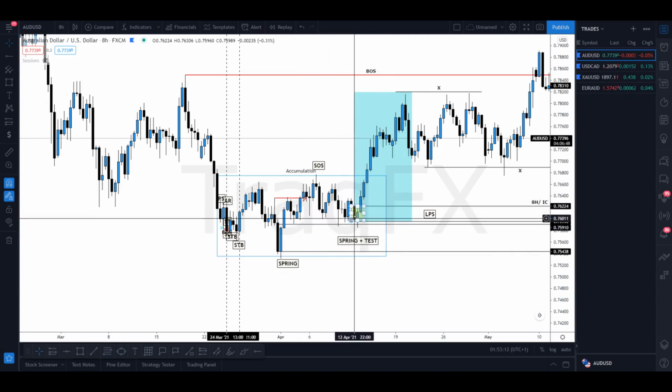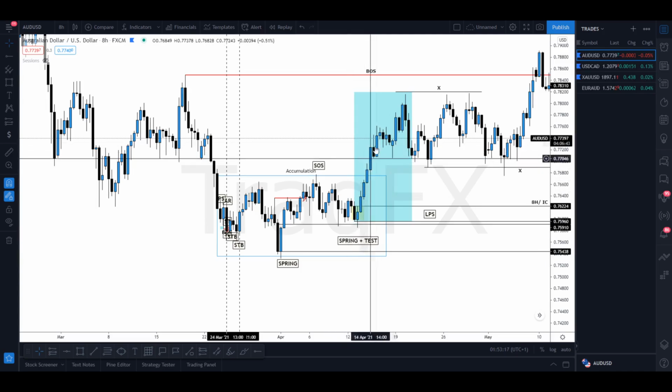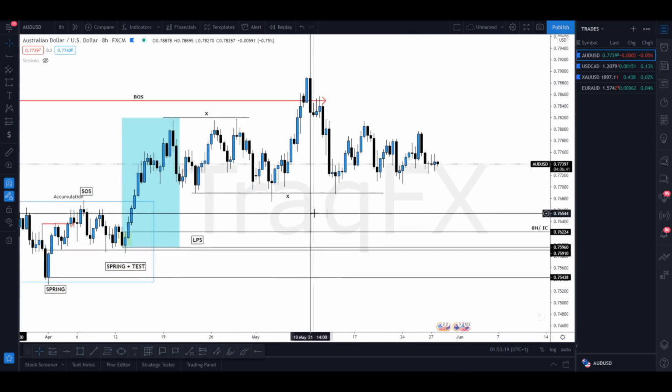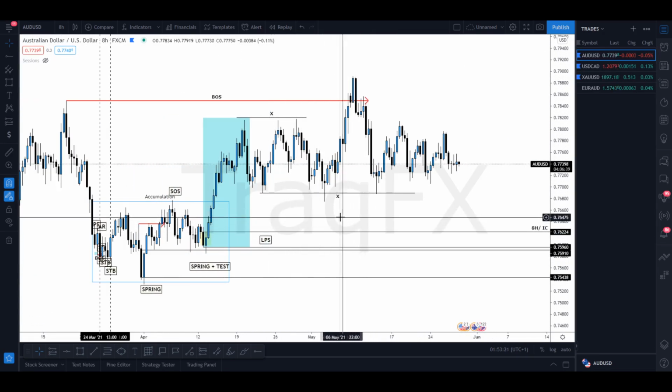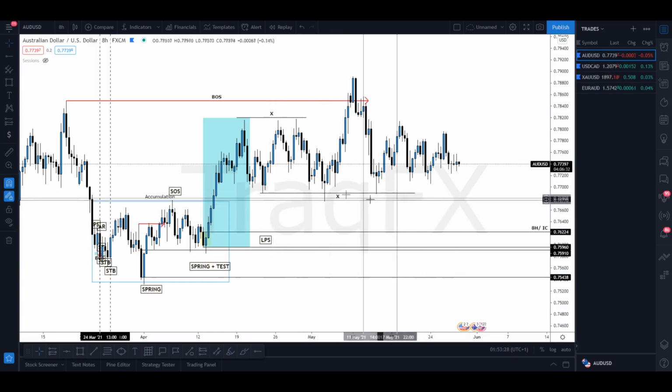This is that last pullback that the market made before an immense, huge push towards the upside, and this is my last point of supply. And now someone might say, okay, how do you actually enter this? It's so simple. You set your limit at your LPS and just watch what price does.